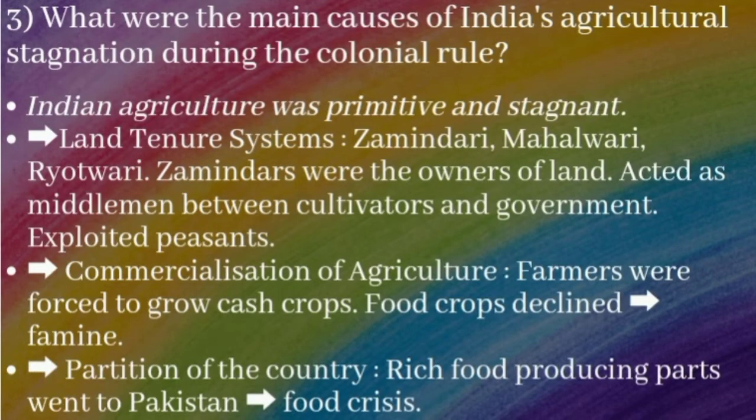Then coming to the third question, that is, what were the main causes of India's agricultural stagnation during the colonial rule?